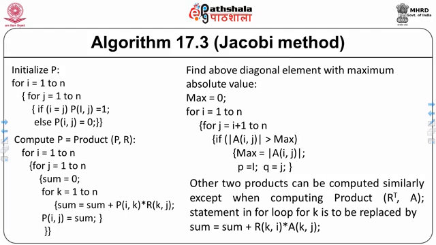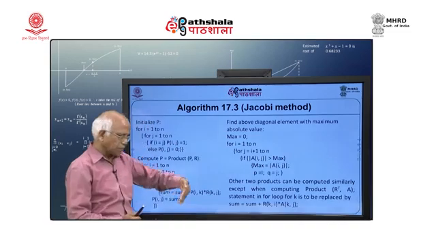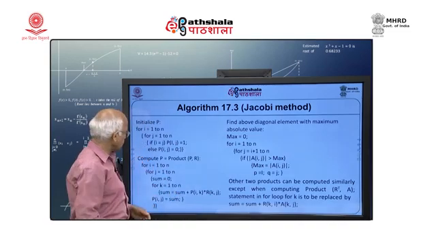Find the above-diagonal element with maximum absolute value. How do I get that? Set maximum equal to 0, take i equal to 1 to n, and j equal to i plus 1 to n. That will be the above-diagonal search. If mod A i j is greater than max, you change the maximum, and you also store the indices in p and q. You go on doing this for all iterations, and in the end I will get an element in the upper diagonal with the maximum absolute value.